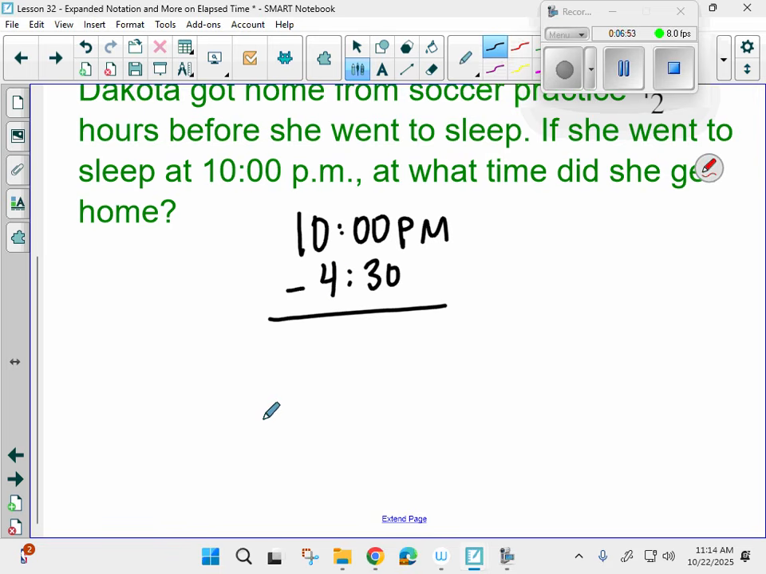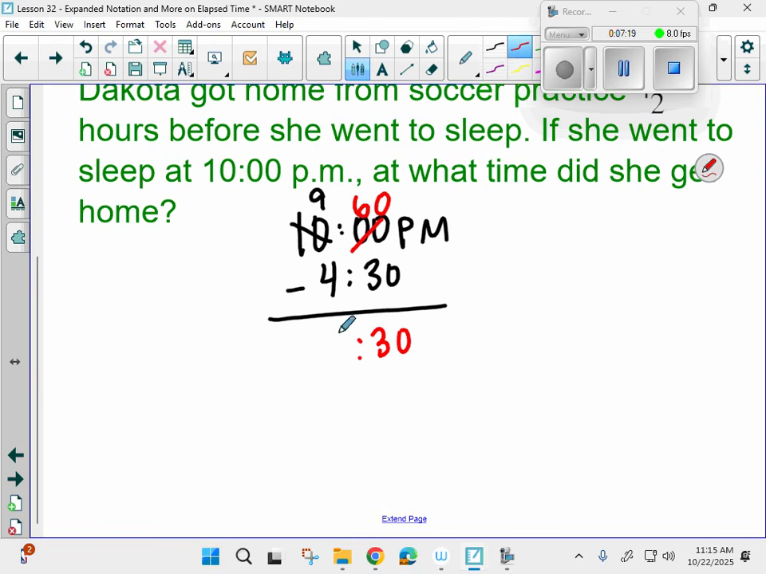Okay. So I'm going to borrow, make this a 9. All right, which means how much am I carrying over, everyone? 60. We're talking about time, right? I have to borrow a full hour of time, so that's 60 minutes so that I can subtract, okay? So 60 minus 30 is 30. 9 minus 4 is 5.